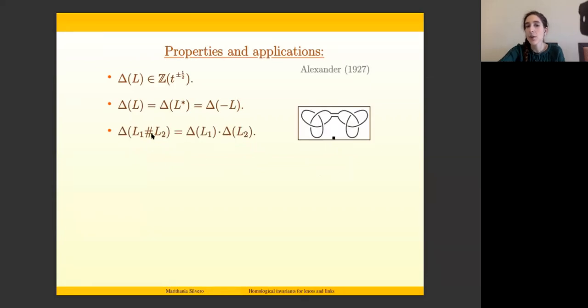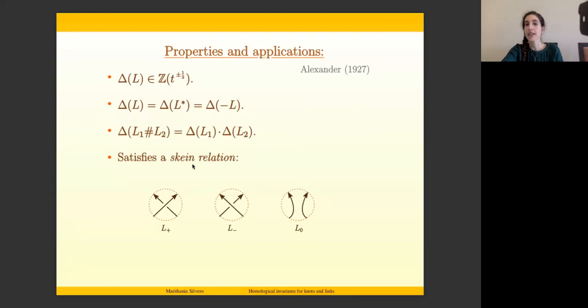It behaves well with connected sum. Imagine you have two trefoils. The connected sum is just: you remove a little arc and you connect them like here. This is the connected sum of two knots. You understand the idea, right? You have two knots, you remove a little part of the strands and just connect them, not creating any crossing. The Alexander polynomial of the connected sum of L1, L2 equals the product of both Alexander polynomials.